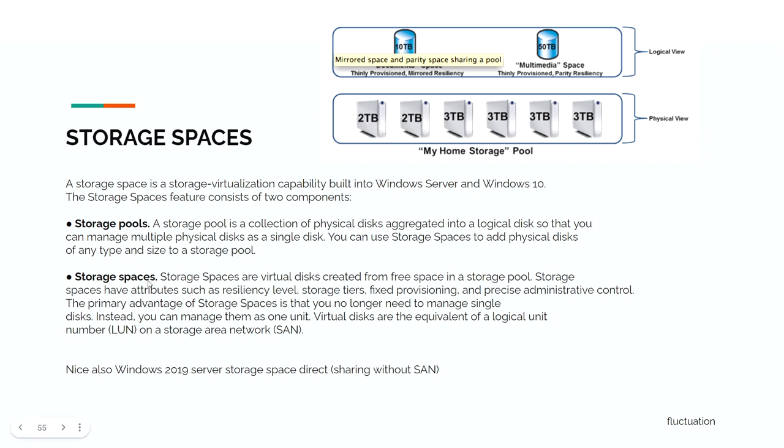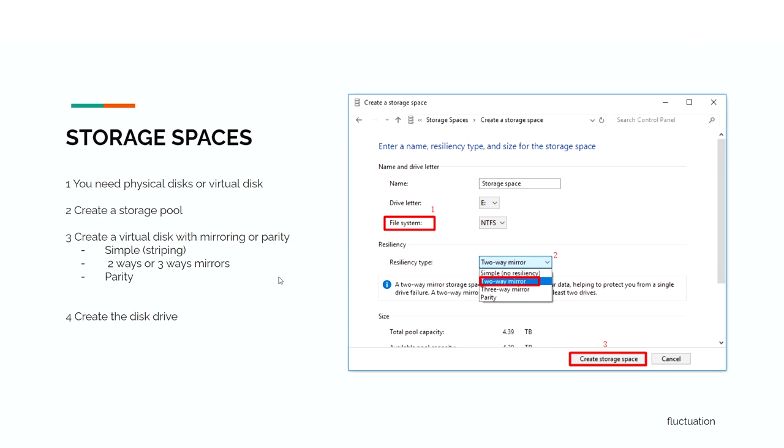And a storage space is a virtual disk created from free space in a storage pool. Storage spaces have attributes such as resiliency level, storage tier, fixed provisioning, and precise administrative control. So it's like a LUN. It's the same thing. And remember that we have storage space direct. This is something quite fantastic in Windows 2019 and 2016 Data Center Edition, sharing without SAN. This is amazing.